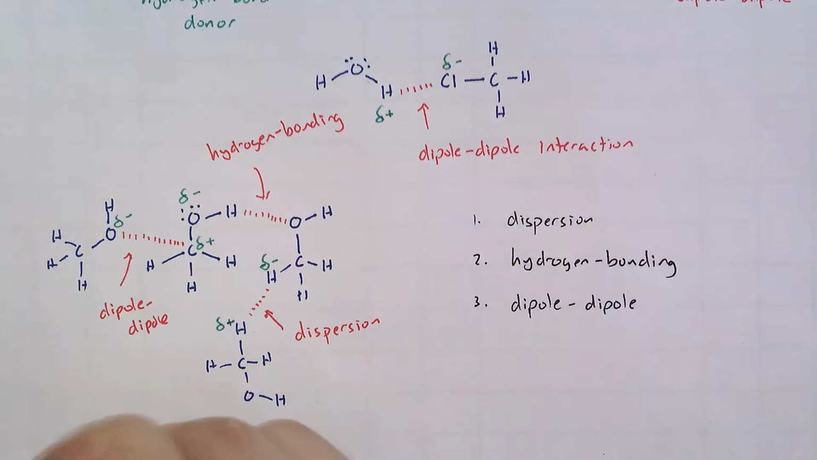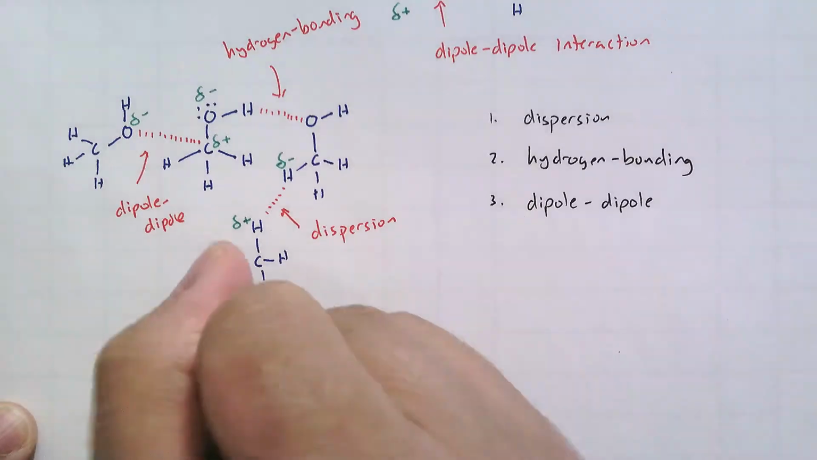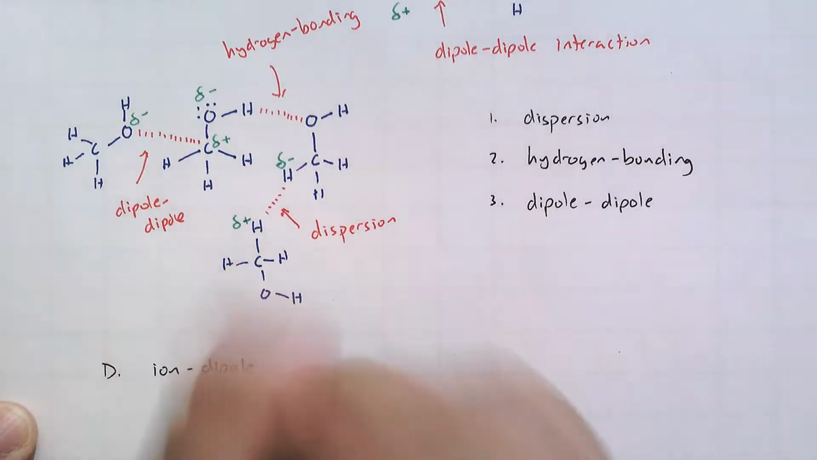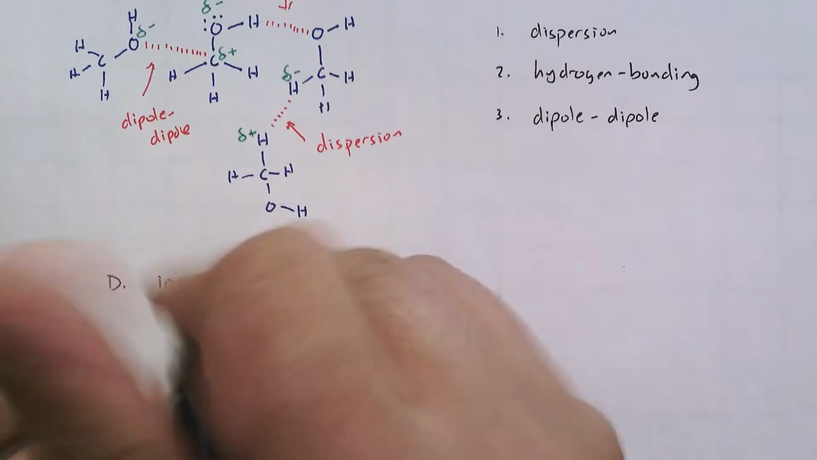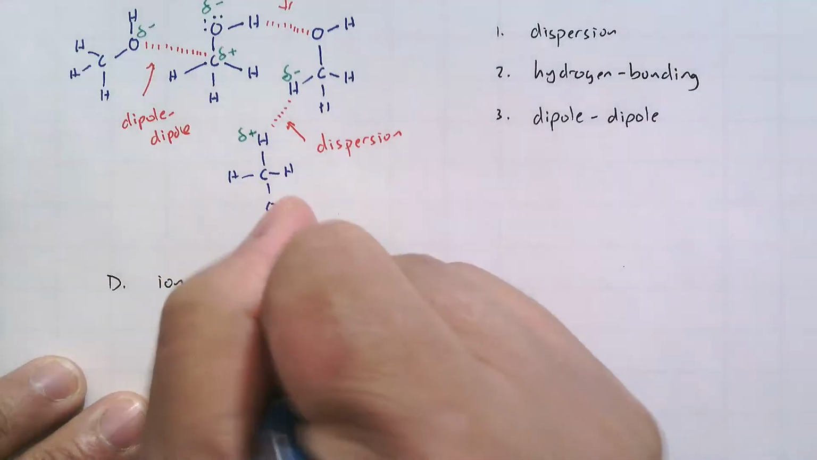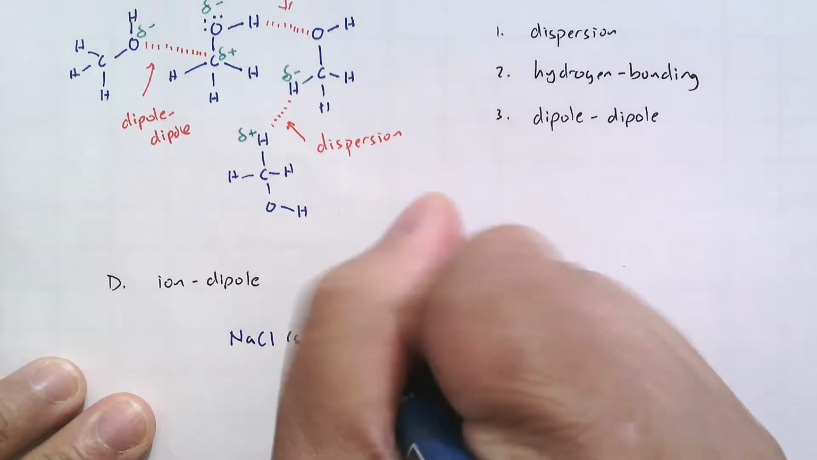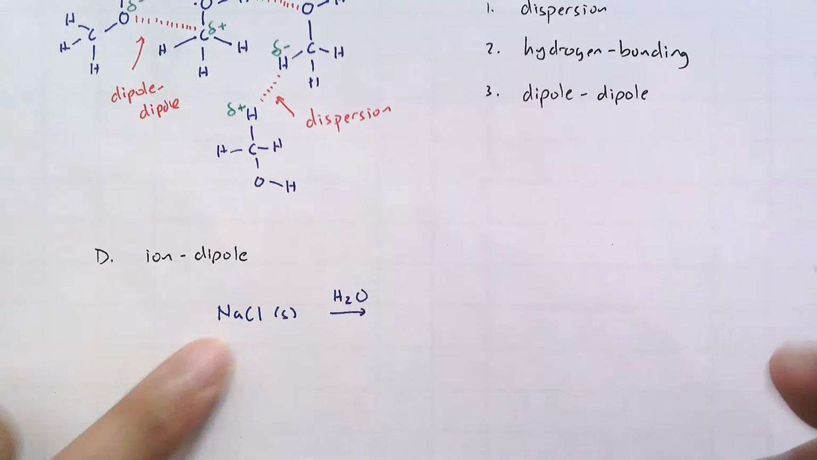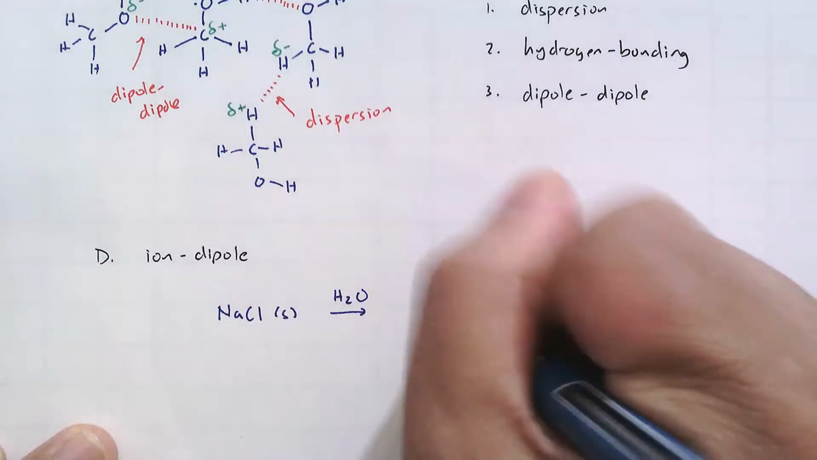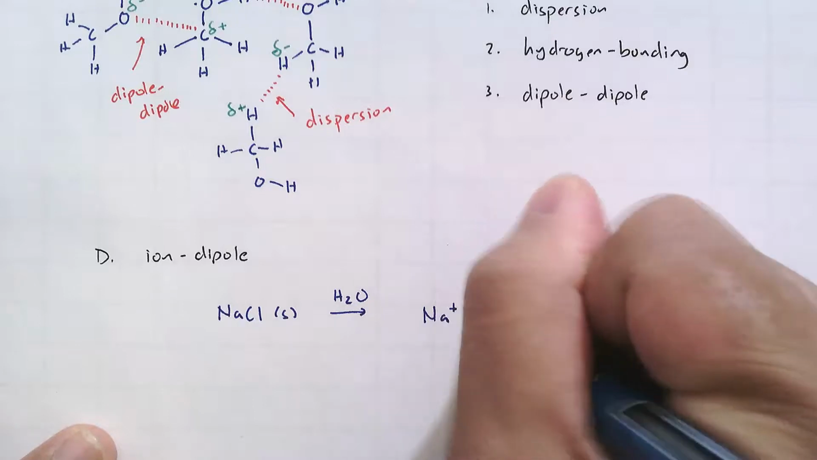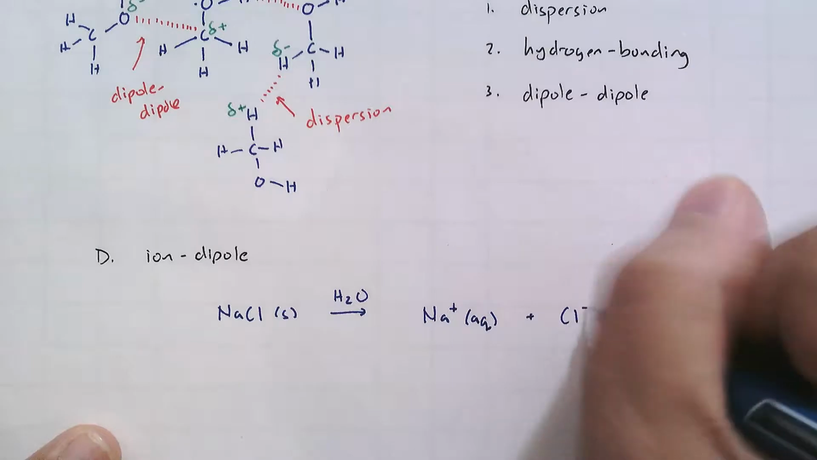The last one is ion dipole. An ion dipole is the strongest, okay? And it's very easy. If you have sodium chloride and it's solid and you throw it into water, you're actually going to dissolve this into its ions. And the way that chemists indicate that is by putting aq for aqueous. Cl minus aqueous.